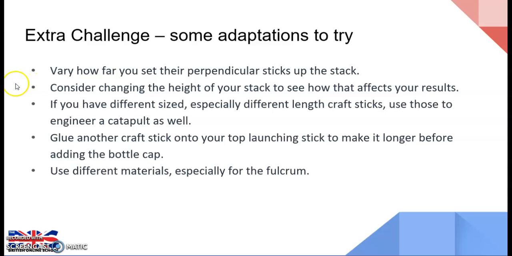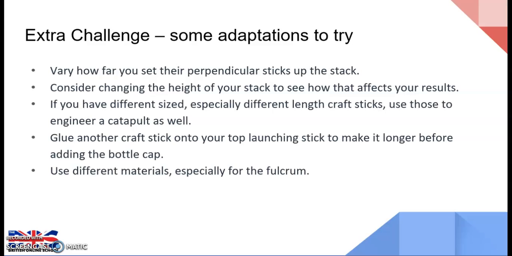One suggestion is to vary how far you set your sticks up the stack. So you may want to move the stick which is acting as a fulcrum to a different position. You could change the height of the stack to see how that affects your results, so making that stack much lower and then maybe a medium height and then much higher, and trying those 3 different variables to see how it affects the distance travelled by the object. Remember, if you do that one, you need to keep everything else exactly the same.